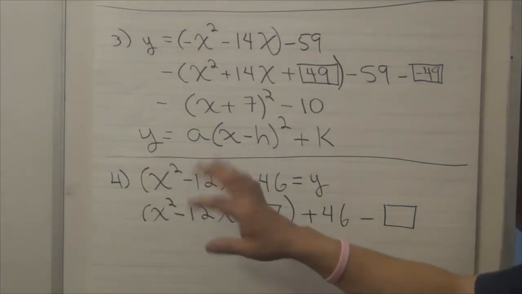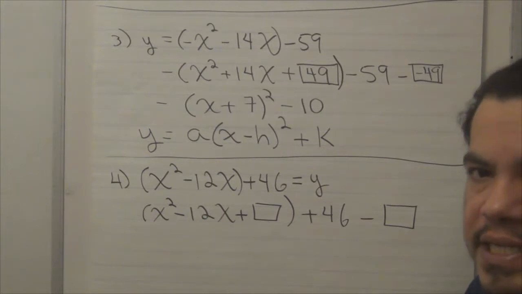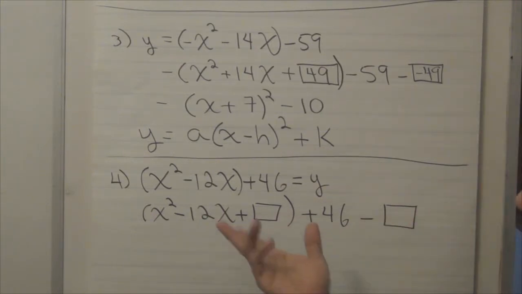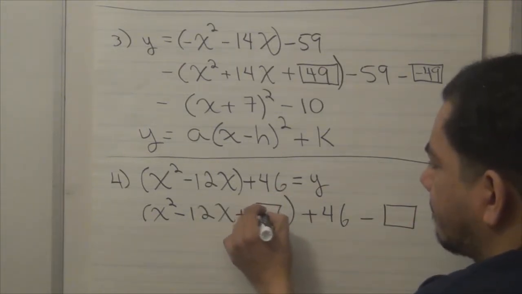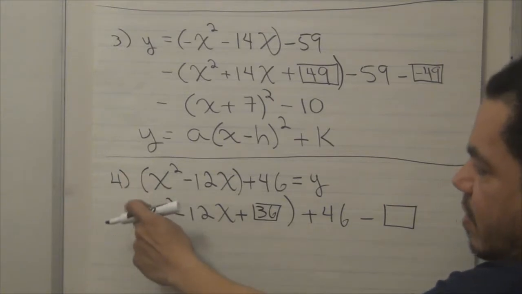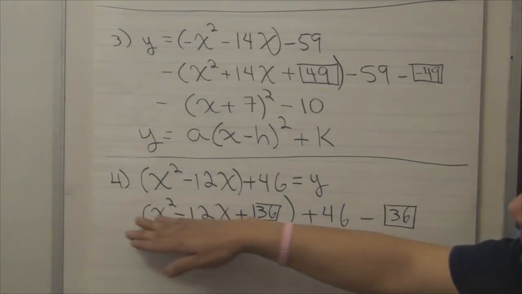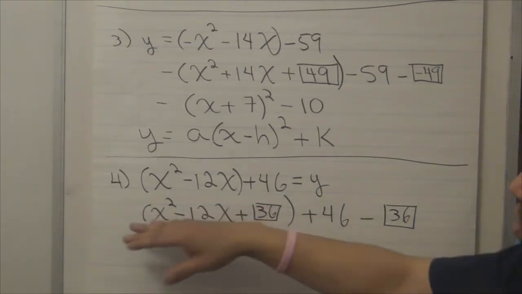Alright, so let's take half of the linear term. Half of negative 12 is negative 6. And negative 6 squared is 36. And what you do to one side, you do to the other. There is nothing here that is going to multiply the 36, so we're good. And now, this creates a PST, a perfect square trinomial.